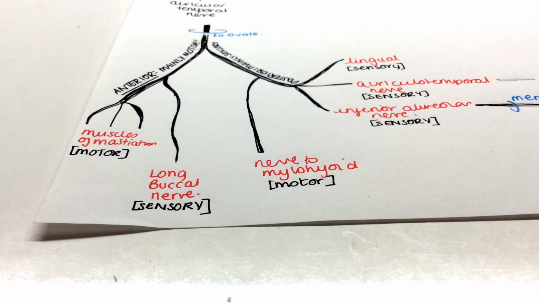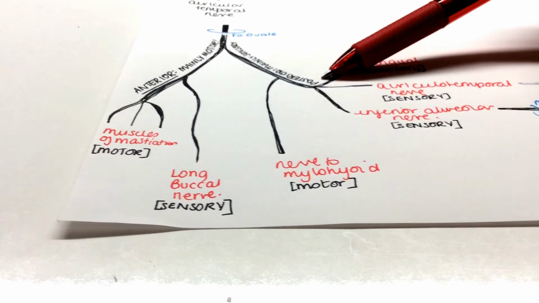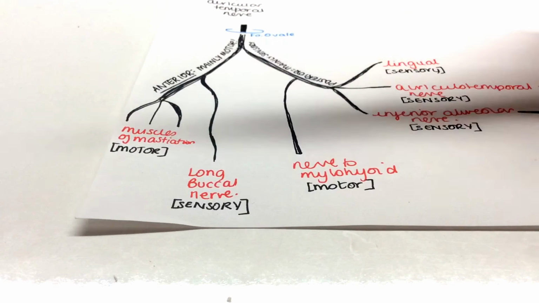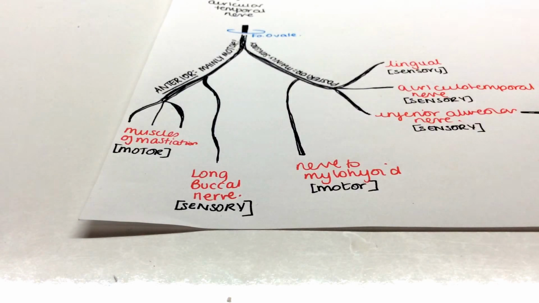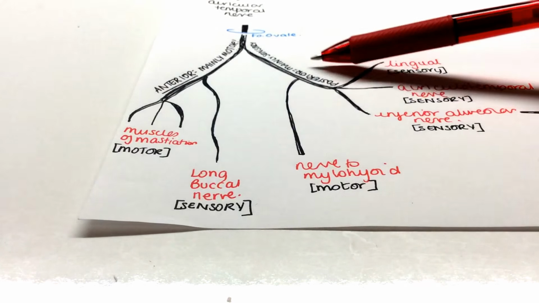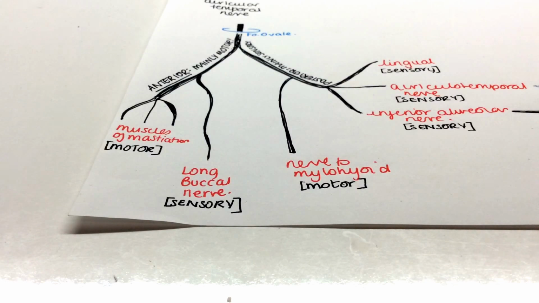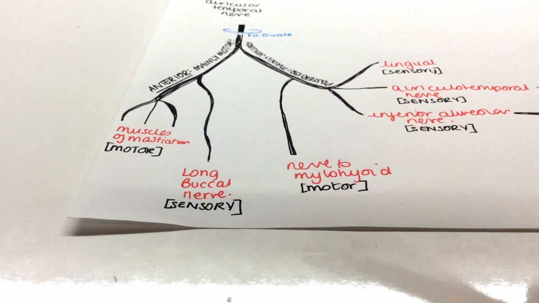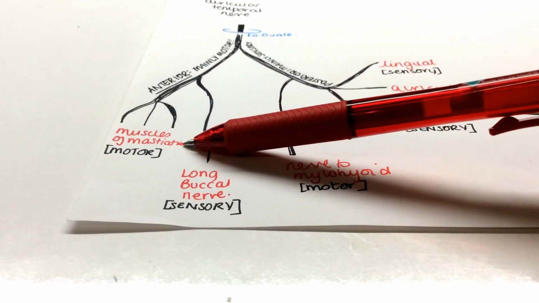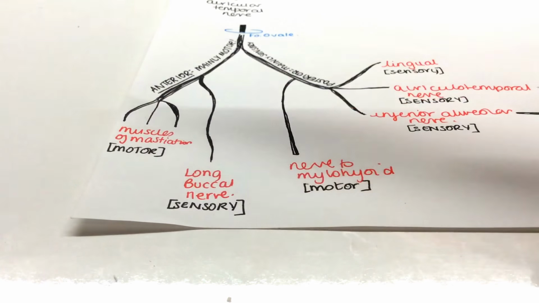It divides into two main branches, the anterior division and the posterior division, as you can see here. The anterior division is mainly motor. The posterior division is mainly sensory. So wait, how are you going to remember that? Mainly motor. The MM, and it innervates the muscles of mastication with the MM, okay?